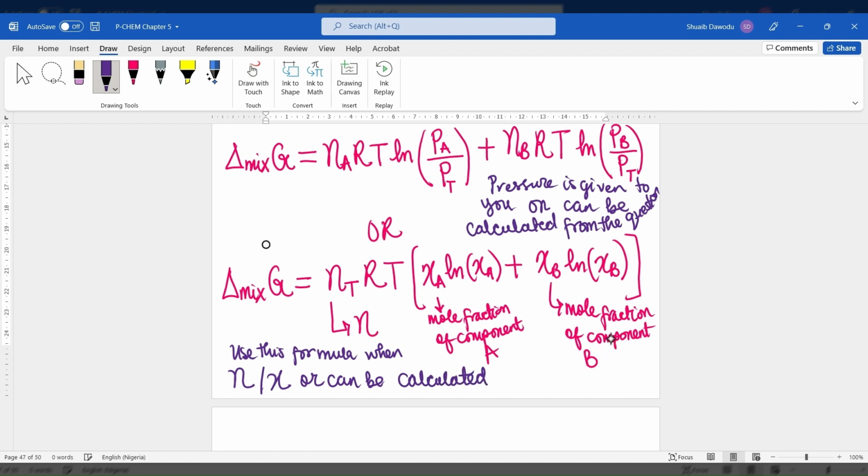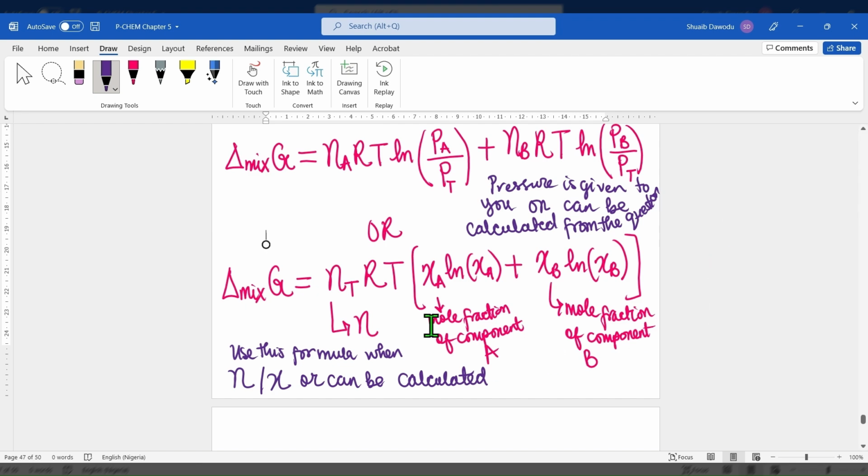So in a situation where you're given pressure and volume and you are not given any number of moles, you cannot use the second formula. You need the number of moles of each one of the components to be given to you, or you can calculate the number of moles of each one of the components from the question that you're given. So in this case, either they give you the number of moles or they give you the mole fraction.